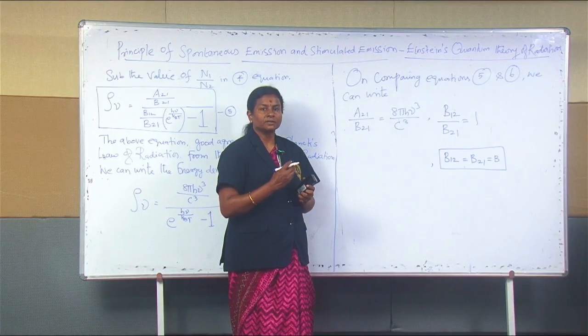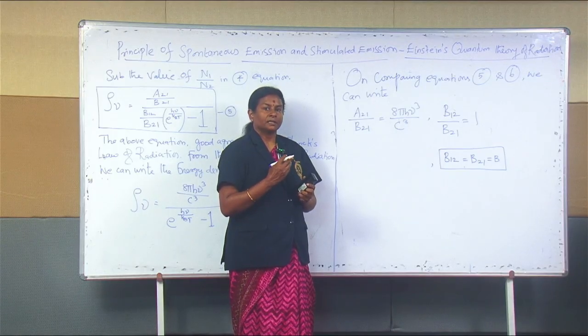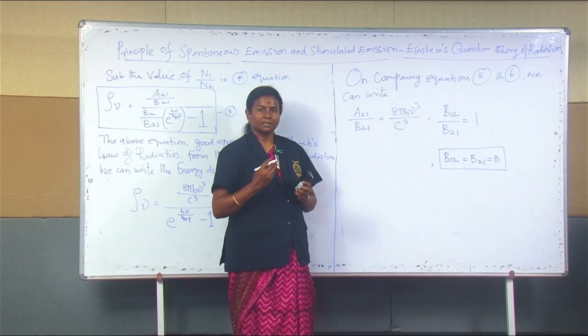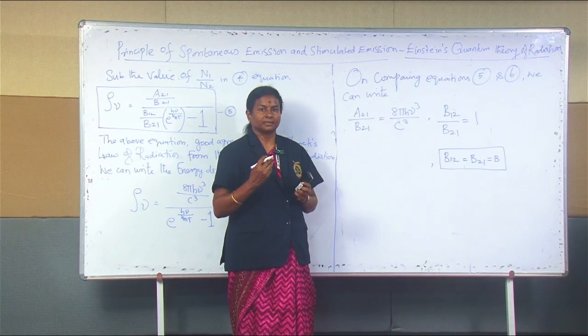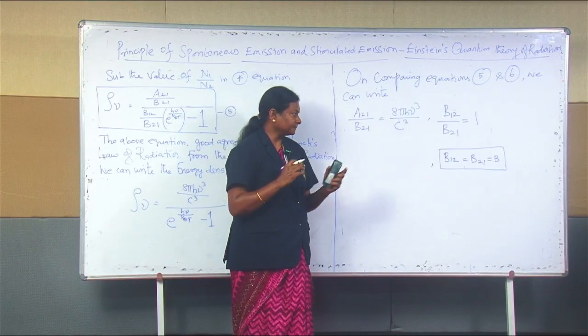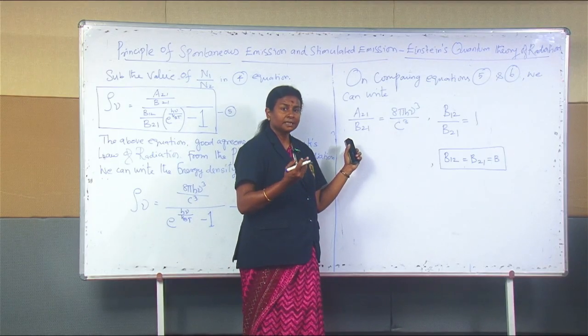So, in order to achieve that population inversion, we need certain techniques. Population inversion means, you know very well, the number of atoms in the excited state must be greater than the number of atoms in the ground state, that is N2 must be greater than N1. To achieve that population inversion, various artificial methods, pumping techniques will be introduced. Okay, that and all we see in the next session.